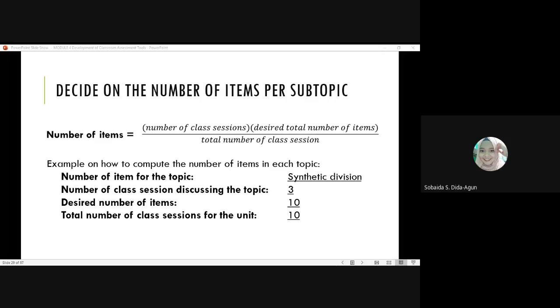Anyway, so that is how to compute for the number of items. Again, the number of items is the number of items per subtopic.